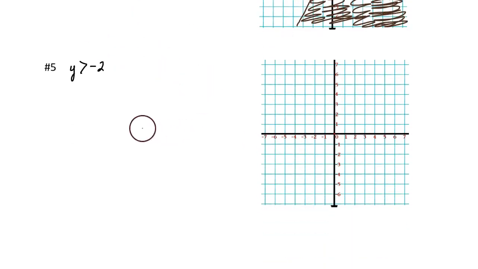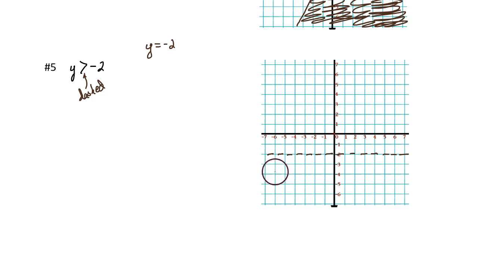Next, number 5. This is like the equation y equals -2. This creates a horizontal line that crosses the y-axis at -2. Before we draw the line, let's look at this symbol to see if we want solid or dashed. It does not have an equal to, so we want to have a dashed boundary line crossing the y-axis at -2.